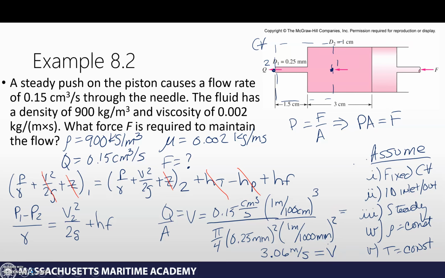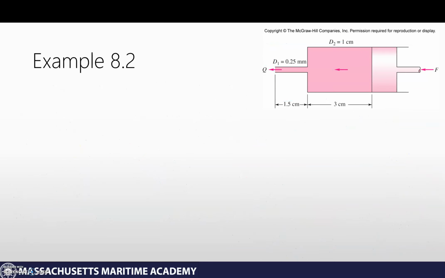Okay, now that I have a velocity, what you need to do is figure out the Reynolds number and hope it's laminar so we can calculate out the head loss. So the Reynolds number based on diameter is going to be VD over nu, but we do not have those properties of the fluid. We have the density and viscosity, so we have to remember that we can also use VD rho over mu.